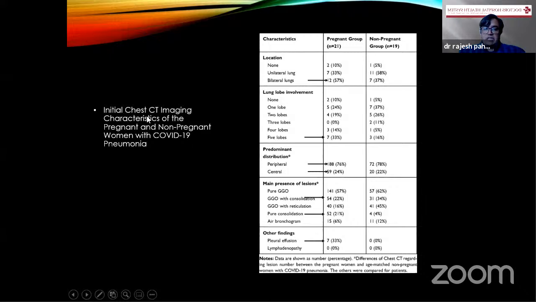On the initial CT imaging characteristics, comparing the pregnant and the non-pregnant, as we can see, bilateral lung involvement was seen in pregnant women. More lobes were involved in pregnant women. Peripheral and central opacities were seen in more cases as compared to non-pregnant women, consolidations were more frequent in the pregnant patients, and pleural effusions were also seen in the pregnant patients. So it's important to understand that they are more susceptible to the complications of COVID-19.